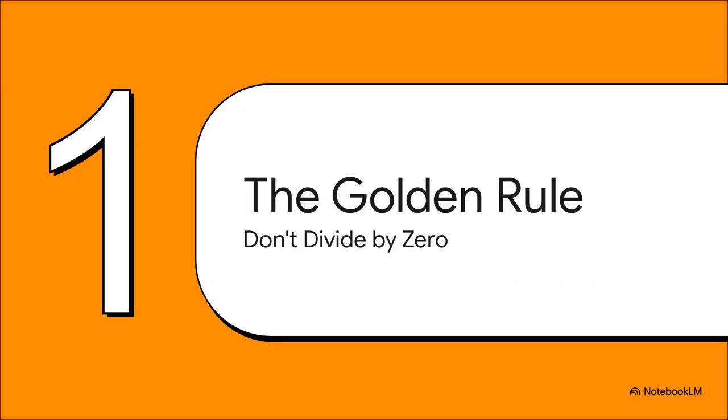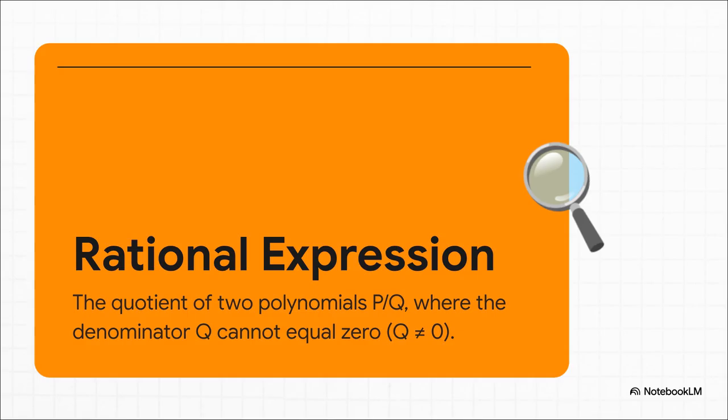Okay, before we start multiplying or dividing anything, we have got to talk about the one absolute unbreakable rule of rational expressions. This is the one thing you can never, ever, ever forget. So what even is a rational expression? Well, by definition, it's just a fraction where the top and bottom are polynomials. You know, stuff like x squared plus 2x. But look at that last part, the fine print. The denominator, q, cannot equal 0. This is so crucial because, as we all know, you just can't divide by 0.